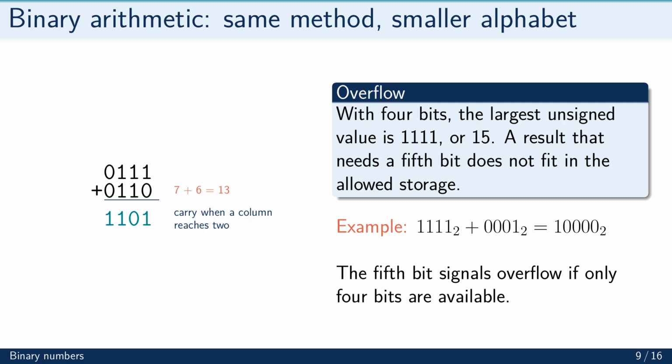This leads to overflow. If 4-bit numbers produce a result such as 10000, the result needs 5 bits and cannot fit in 4 positions. Overflow can affect counters, financial calculations, array indexes, and security-sensitive code. Programmers must understand the range of the chosen data type and decide how overflow should be handled.